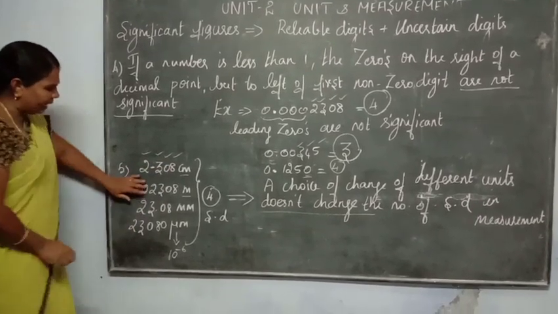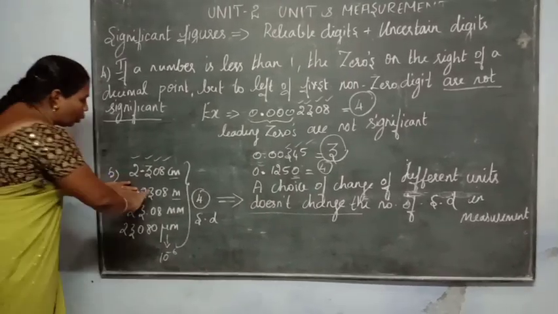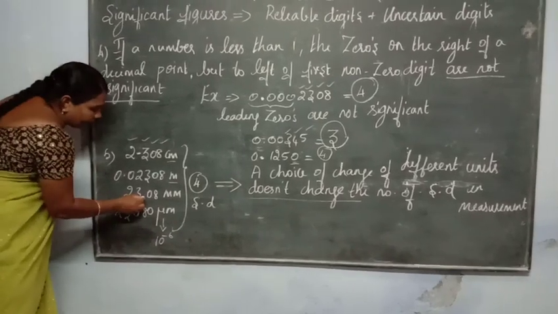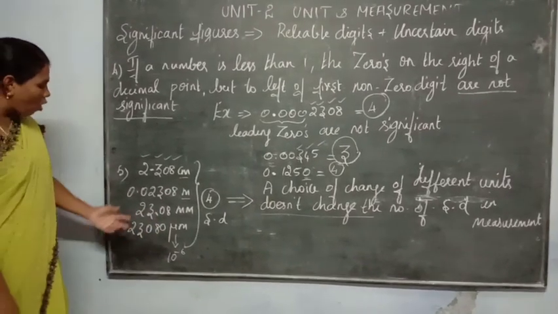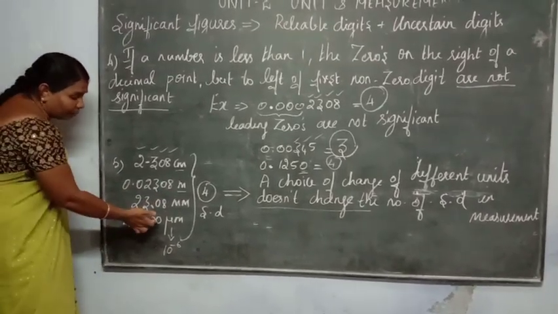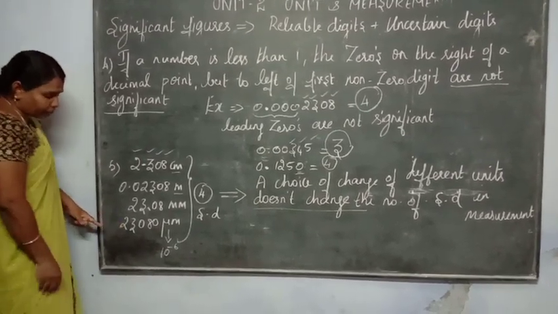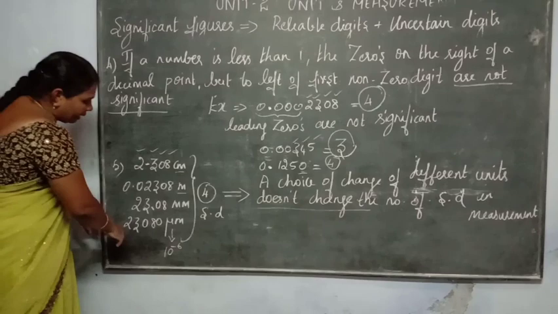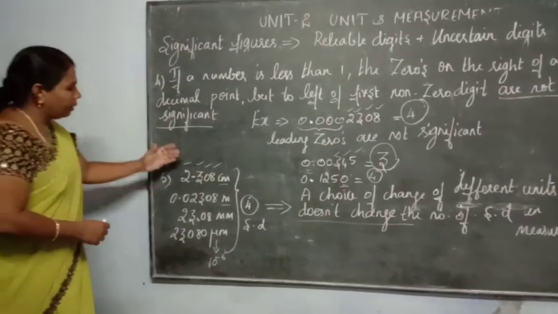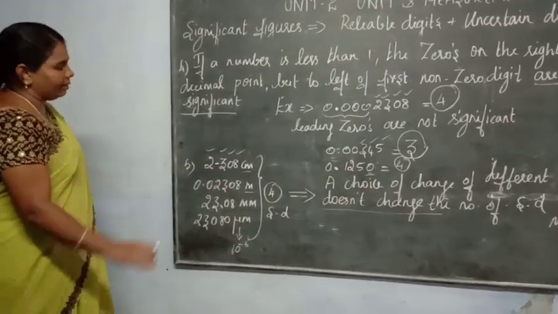See here, this is the leading zero. So avoid it. Leading zeros are not significant. Then how many numbers? 1, 2, 3, 4. Here also 4 significant digits. See here, 23.08. Now you can add it. How many digits? 1, 2, 3, 4 only. Here, see, these are the trailing zeros. The trailing zeros are not significant here because they are not followed by a decimal. So you can easily write it as 1, 2, 3, 4. So this is the way of writing the numbers. The choice of different units does not change the number of significant digits in measurements.